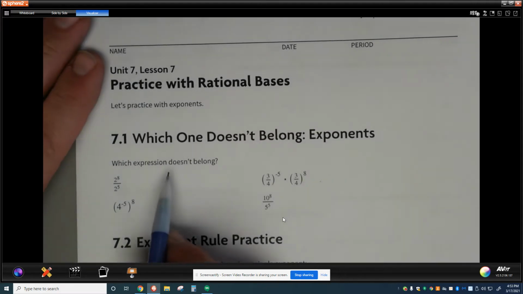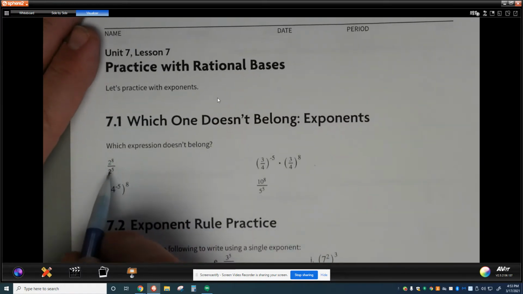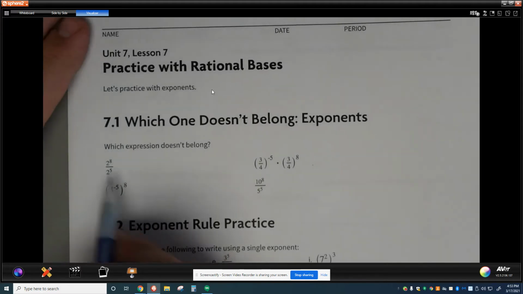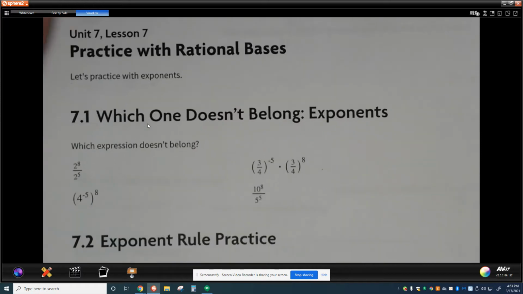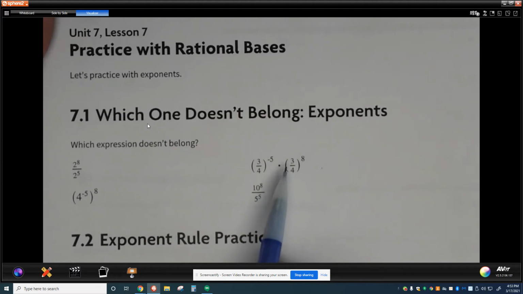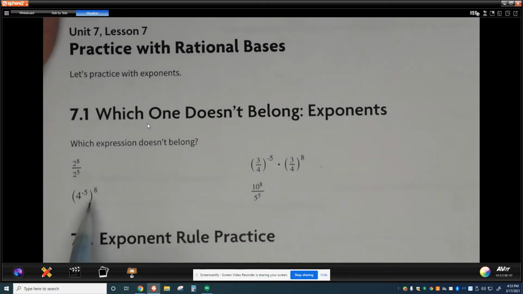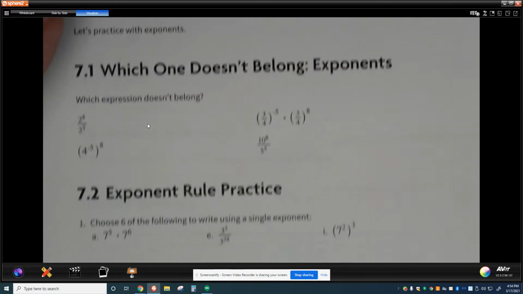When we look at this one, the first one, which one doesn't belong? Well, you could take your pick on these ones. The first one is the only expression that's using a quotient of powers, but it has the same bases. This one's also a quotient of powers, but the bases are not the same. So we could use the shortcut of subtracting exponents here, but not here. This one right up here, the 3/4 to the -5th times 3/4 to the 8th, is the only product of powers. And then this one is the only power of a power. So that's what we're really looking for there.